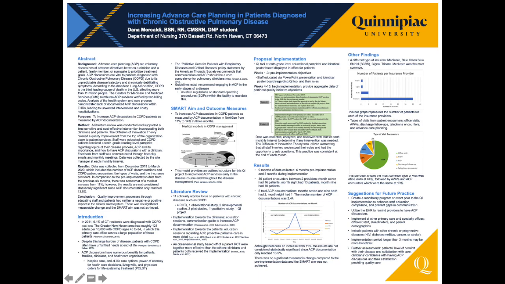Suggestions for future practice to improve this process include creating a mandatory program before the implementation to enhance staff education and compliance. The electronic health record can be utilized to remind providers to have discussions. This innovation could be applied to other primary care and specialty offices, as this encompasses different staff, stakeholders, and patient demographics. Patients with other chronic or progressive diseases can also be included. Lastly, this QI project with the suggested changes could be implemented for a longer period of time, which may produce statistically significant results.